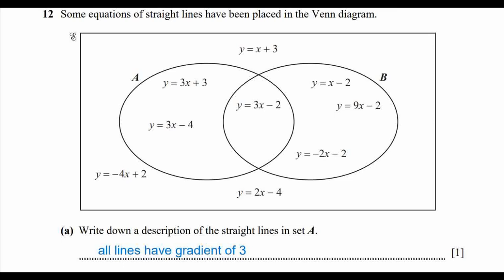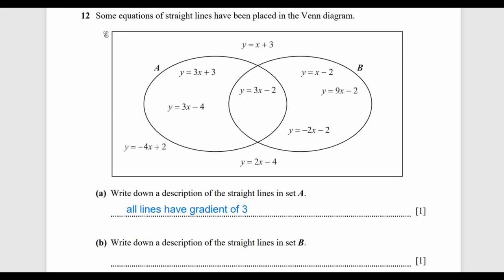Okay, this is the answer. All lines have a gradient of 3. We can see there's a 3 in front of x: 3, 3, 3. So this is what set A is. Now we move to 12b. 12b says write down a description of straight lines in set B.